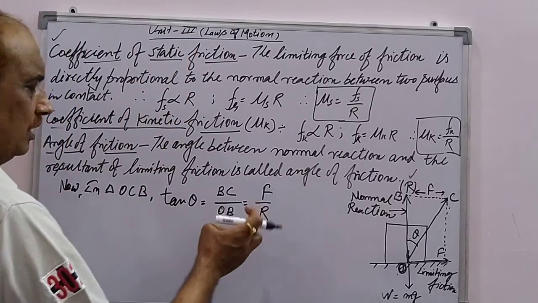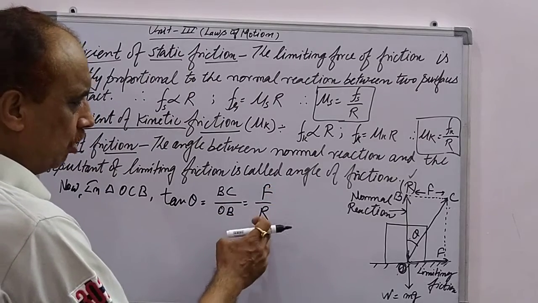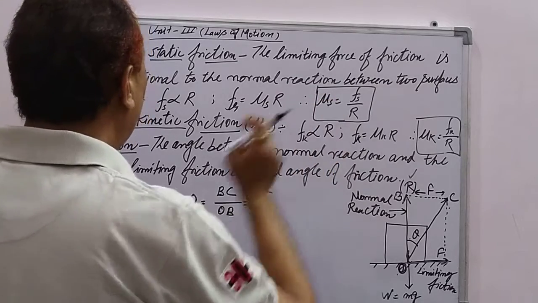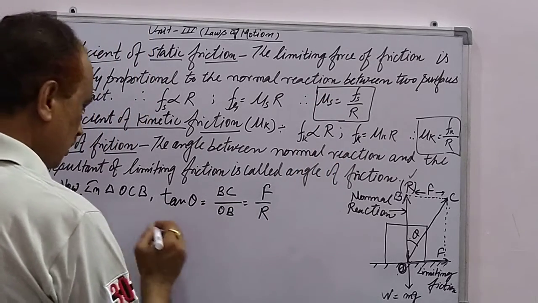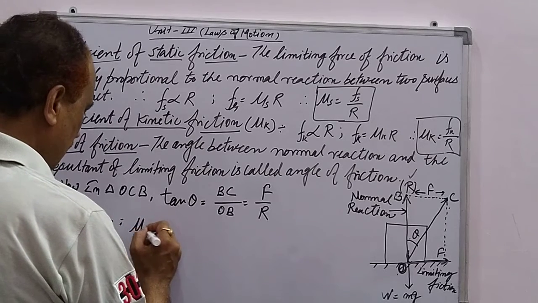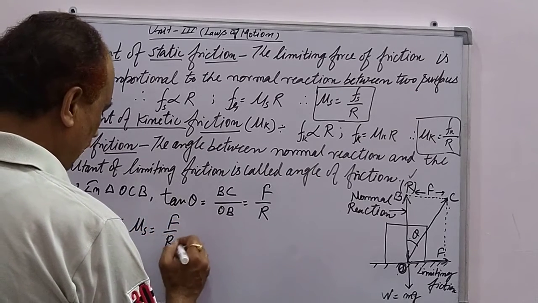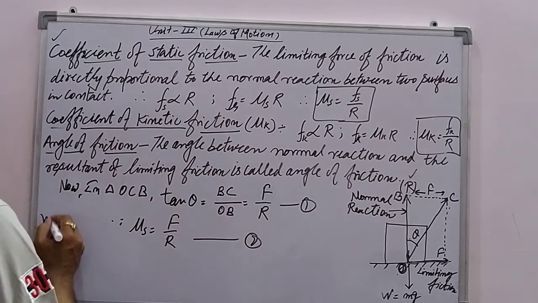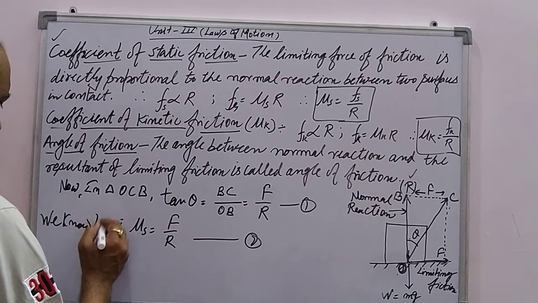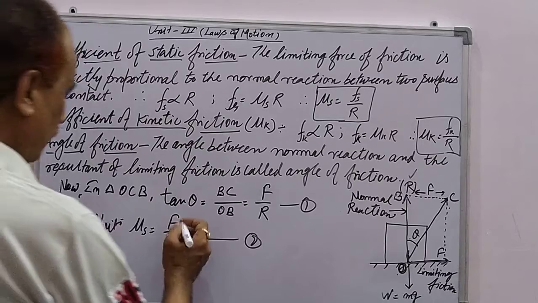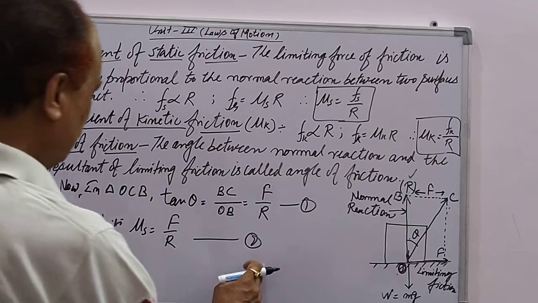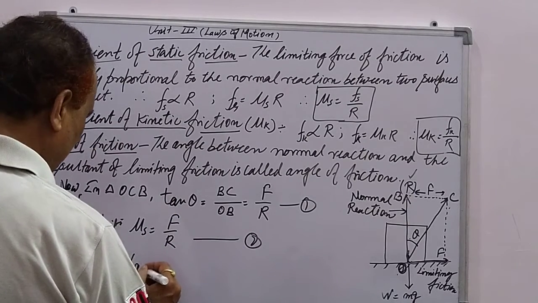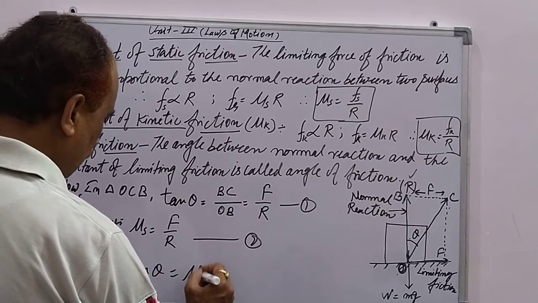But we know that the ratio of the limiting friction F to the normal reaction is always equal to the coefficient of static friction. So mu s is equal to F upon R. So this is equation number 1, and this is equation number 2. Now from equation number 1 and equation number 2, F upon R on the right sides are equal to each other. So on the left side, tan theta will be equal to mu s.